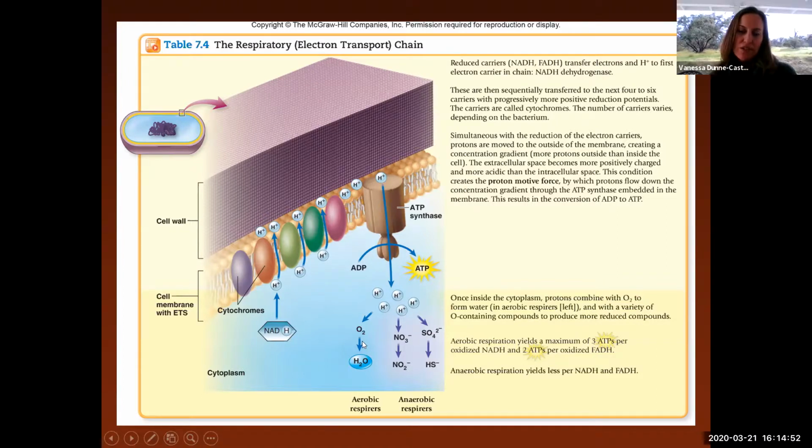This picture down here is just showing you those terminal electron acceptors. And again, it really is not coupled with these protons here, but really focus on the electrons being shuttled through these cytochromes here, and those electrons being donated to these terminal electron acceptors, either oxygen for aerobic respiration or an oxygen containing compound like a nitrate or sulfate here for anaerobic respiration.